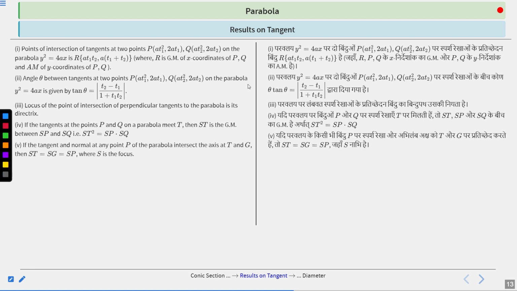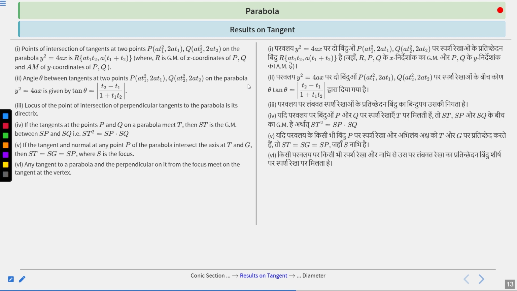If the tangent and normal at any point P of the parabola intersect the axis at T and G, then ST is equal to SG is equal to SP, where S is the focus. If the tangent and normal at any point P of the parabola intersect the axis at T and G, then ST is equal to SG equal to SP, where S is the focus.